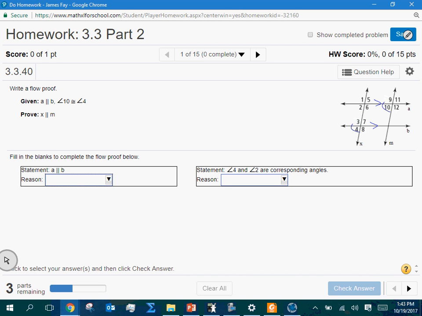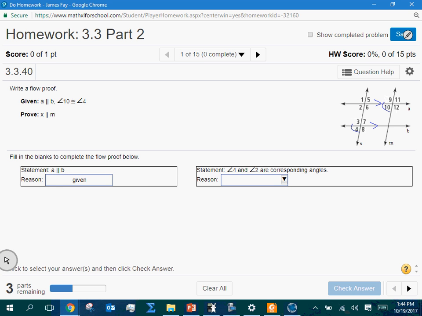All right, so we fill in that information in the picture from our given. Now we're going to go, statement A. A is parallel to B. What's the reason for that? What kind of choices? Well, just look at what they got and look at what we've done so far. Congruent angles. Given. And it's given.